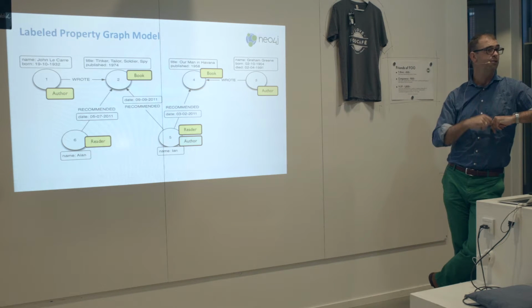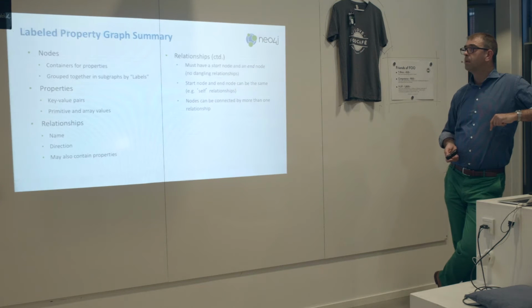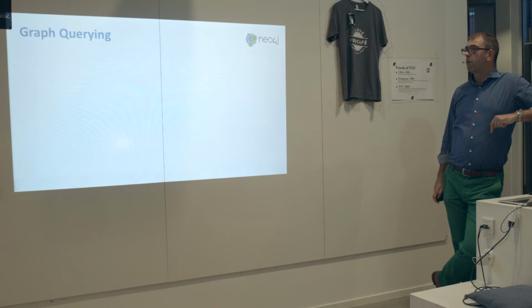Some people can be readers and authors as well, right? So you can have more than one rubber stamp, right? So that's the labeled property graph.